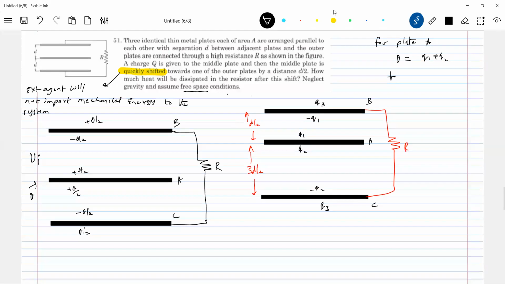Then for plates B and C, together you have to conserve. For plates B and C, what was the earlier charge? Earlier it was plus Q by 2, minus Q by 2, plus Q, so it will be 0. The final charge will be Q3 minus Q1, Q3 minus Q2. So 2Q3 is equal to Q1 plus Q2. Okay, there's equation 1, equation 2.